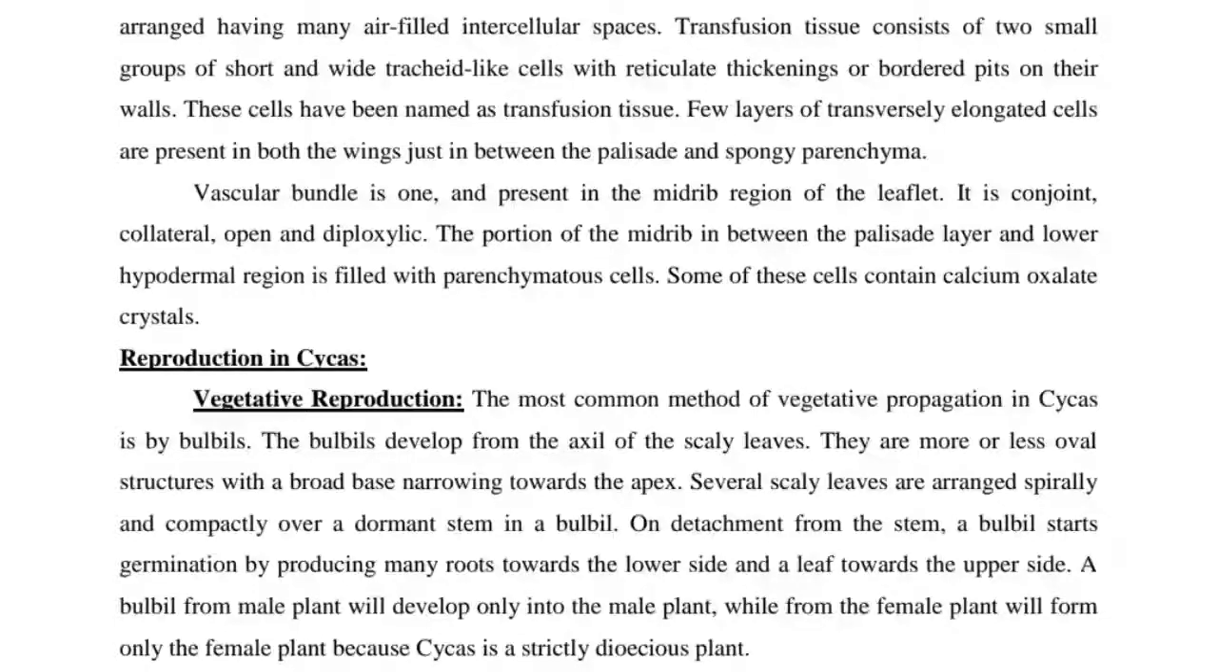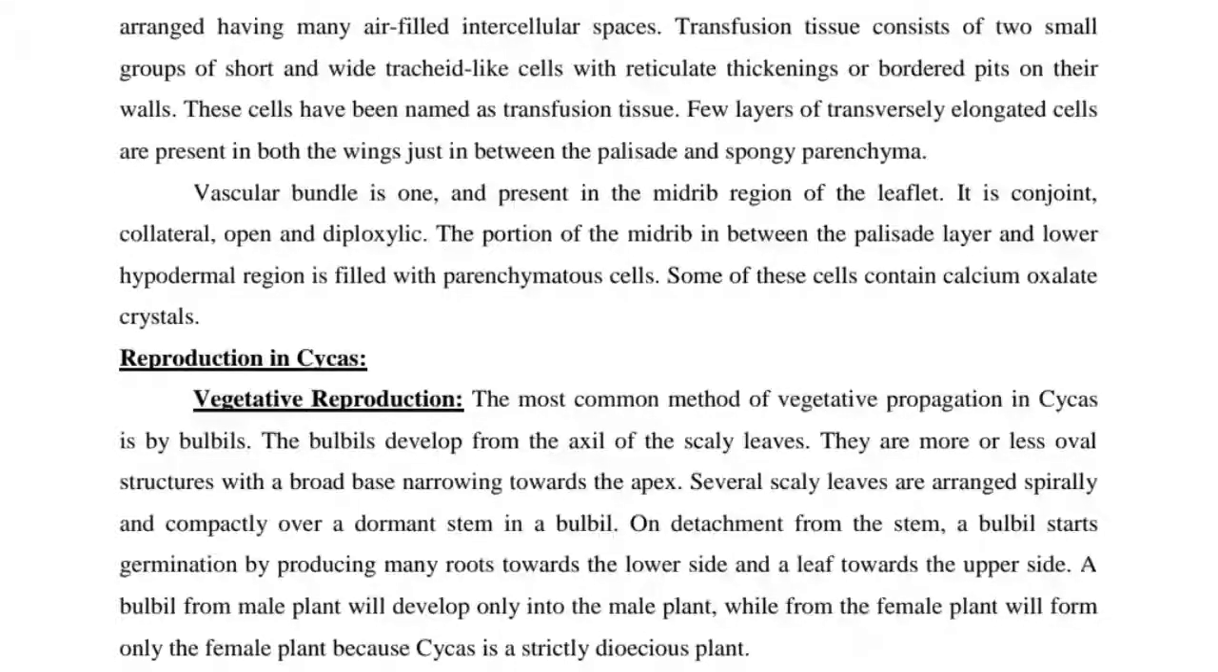Reproduction in Cycas. Vegetative reproduction. The most common method of vegetative propagation in Cycas is by bulbils. The bulbils develop from the axil of the scaly leaves. They are more or less oval structures with a broad base narrowing towards the apex. Several scaly leaves are arranged spirally and compactly over a dormant stem in a bulbil.